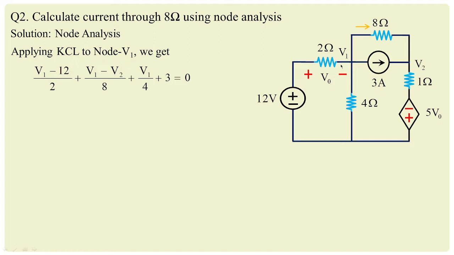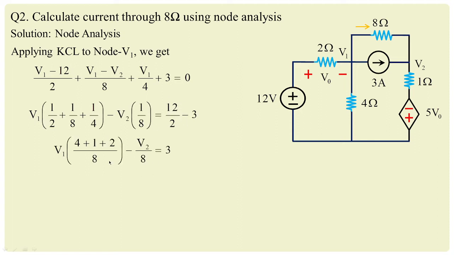So we are going to apply the KCL over here. It will be (V1 minus 12) by 2 plus (V1 minus V2) by 8 plus V1 by 4, and 3 amperes is the outgoing current. With this, I am separating the V1 terms, V2 terms and the constants on the right hand side. I am going to get the equation for node 1 as 7V1 minus V2 is equal to 24. Let us take this as equation 1.